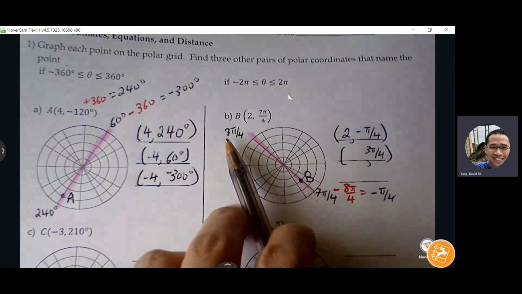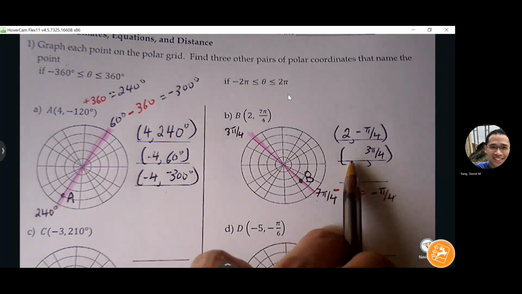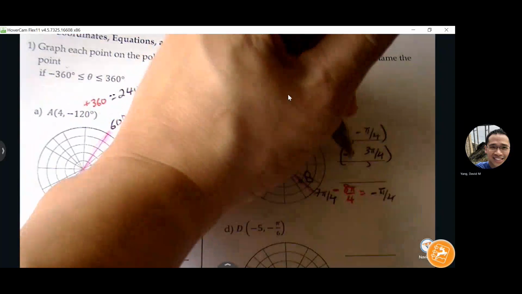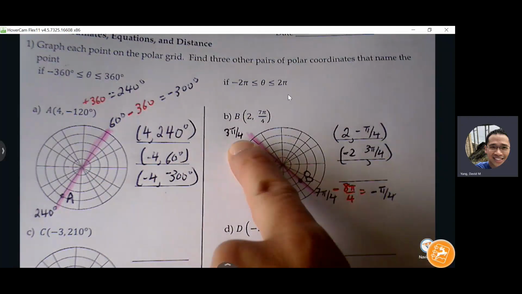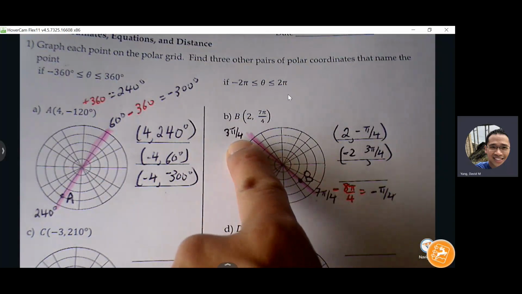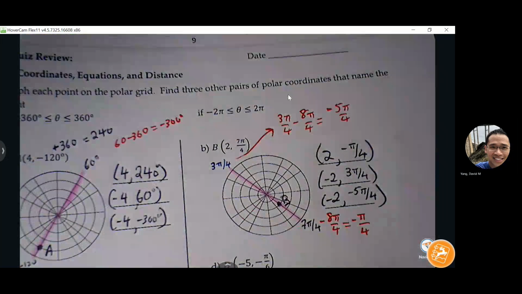My second quadrant is not where I want to be, so what do I need to do with my radius? Negative 2. And now to create a different version of 3 pi over 4, I can subtract what? Subtract 2 pi, yeah.